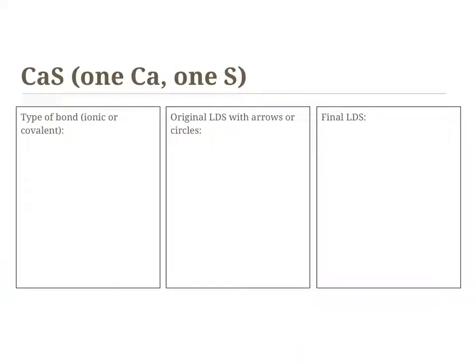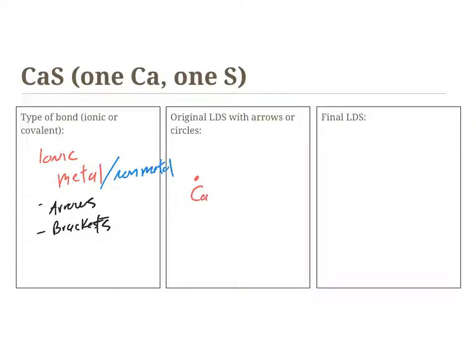So let's try a couple of these. First of all, we have CaS, which is calcium and sulfur, so I'm going to draw my structure. Because it was a metal and a nonmetal, this is going to be ionic. So that means that we're going to draw arrows and brackets. So let's start. We know that we have calcium, and calcium we just looked up had 2 valence electrons, and sulfur we just looked up had 6 valence electrons.